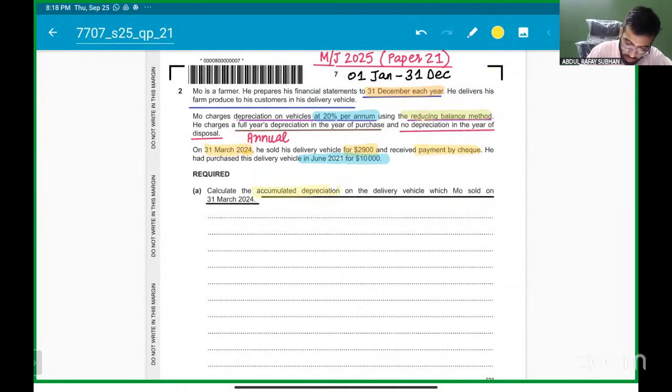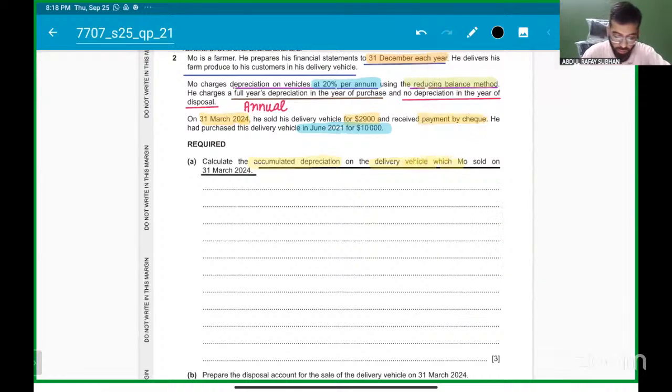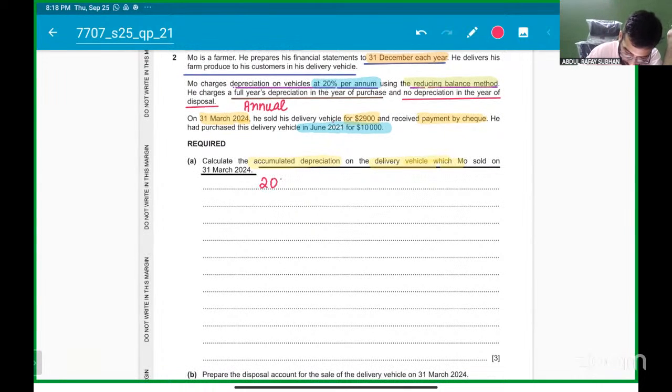So it's very simple, sir. In order to find the delivery vehicle accumulated depreciation, first thing will be how many years we are using it. The delivery vehicle was purchased in the year 2021. The month doesn't matter, students. It's all about 2021, which is the year of purchase. We charge depreciation, let's start from that. We have to charge depreciation on 2021.